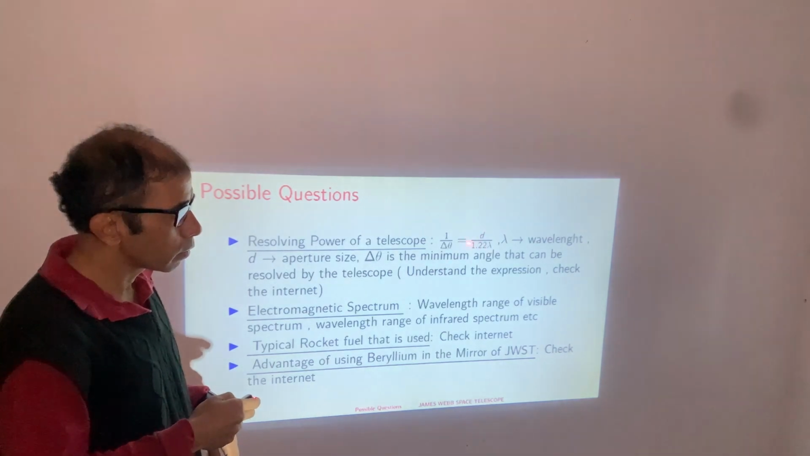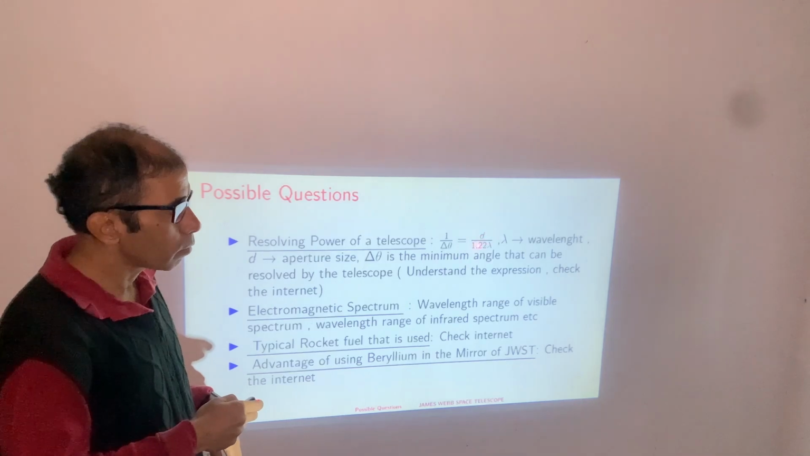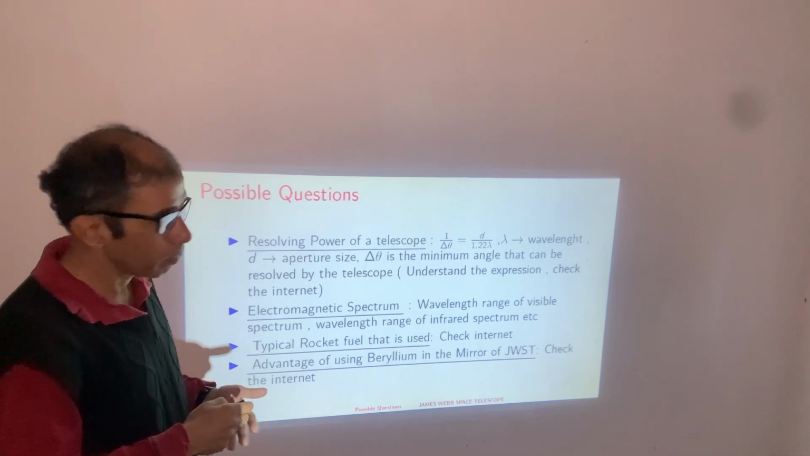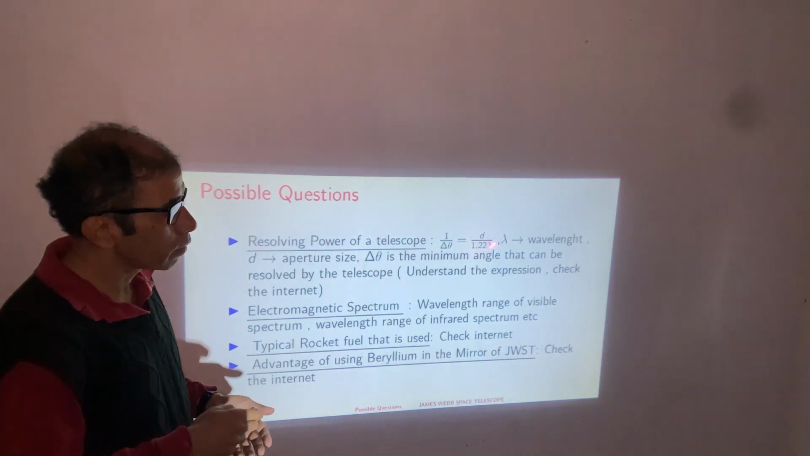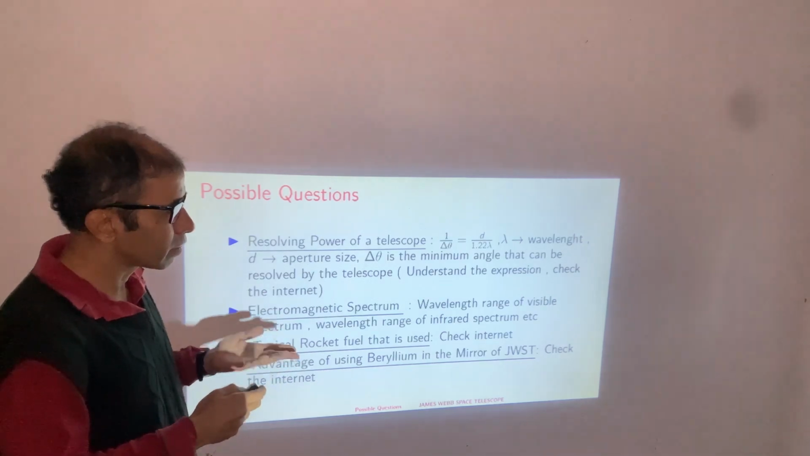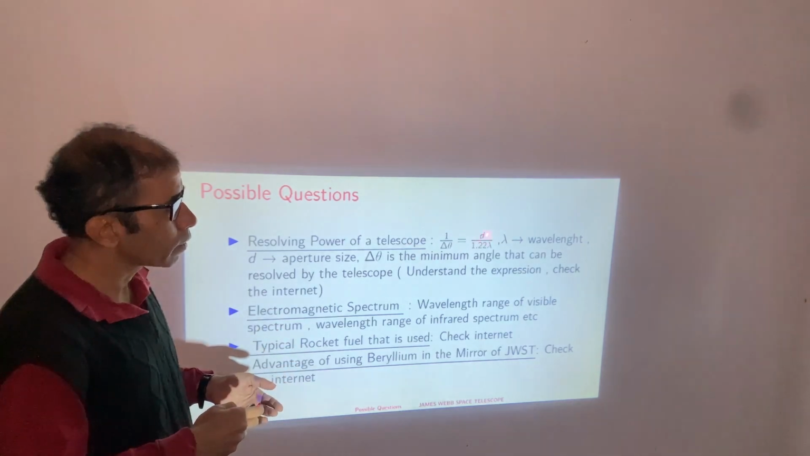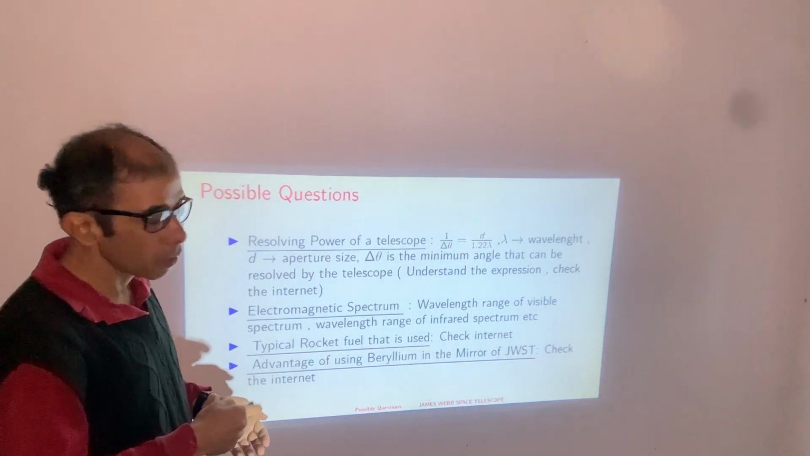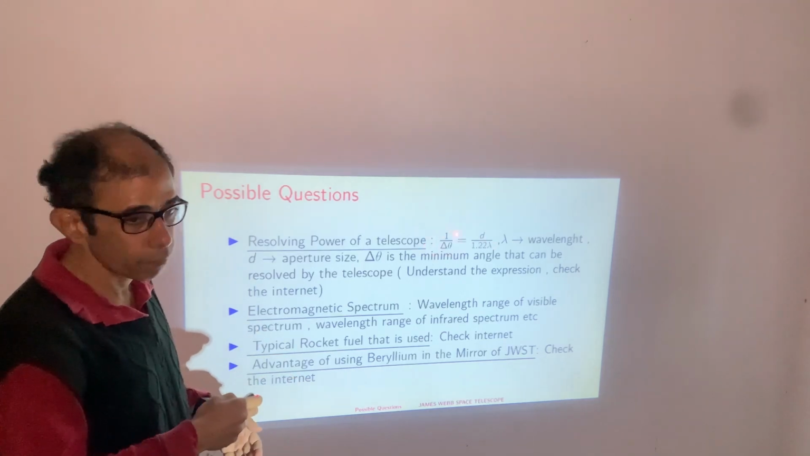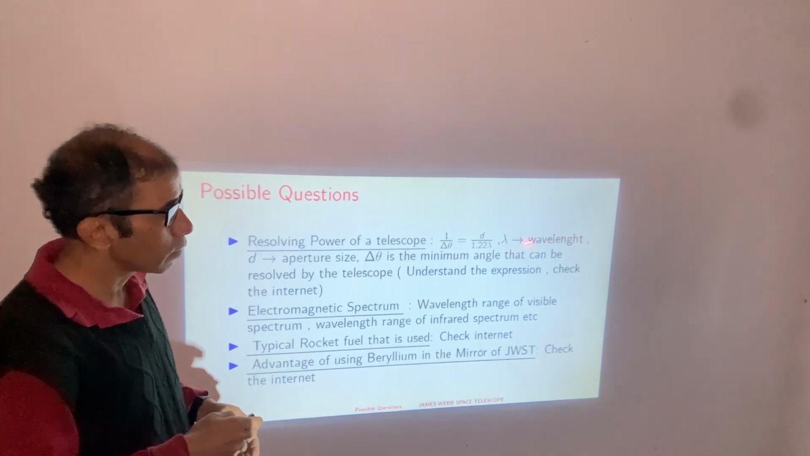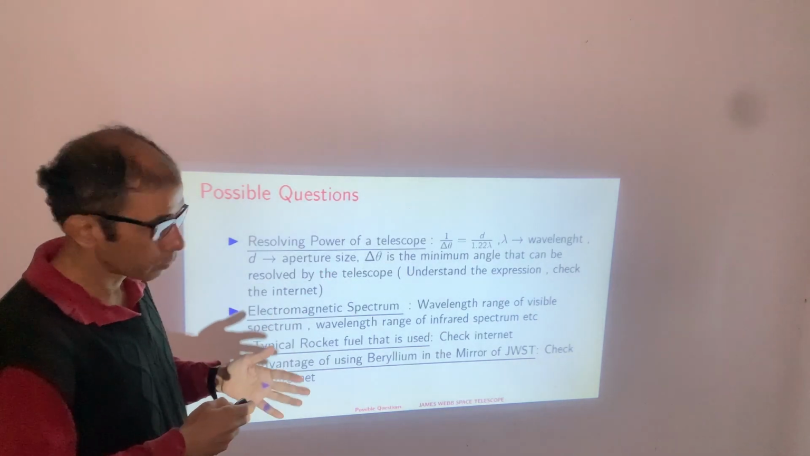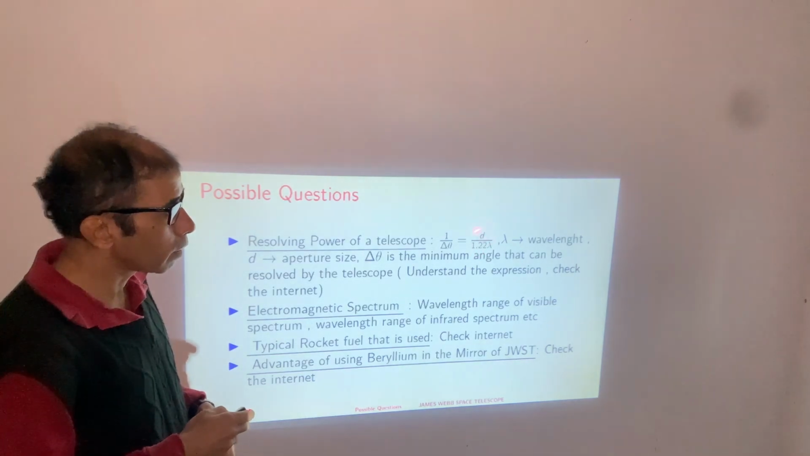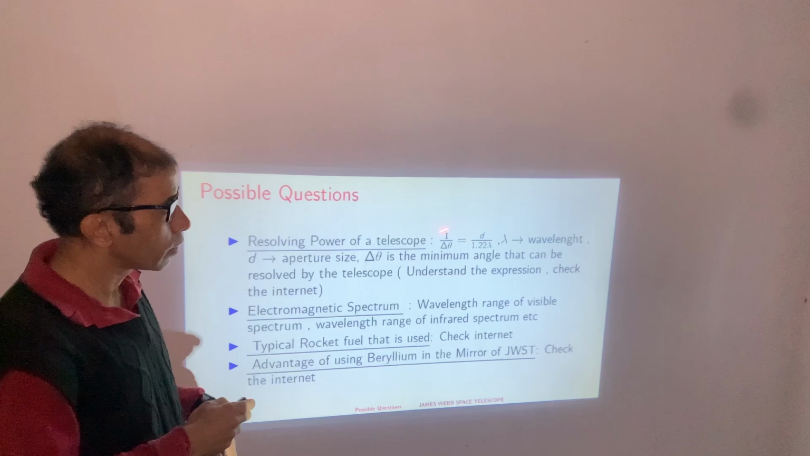And it has an expression. So it is D by 1.22 lambda. So we need not worry how this expression came. Derivation is not required. This expression is good enough. So what is D? D is the aperture size. So the larger the aperture size of the telescope, the greater will be its resolving power. And lambda is the wavelength of light that is being captured by the telescope. So that's why we say the larger the value of D, the aperture, the greater will be the resolving power.